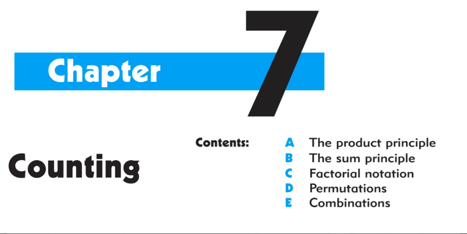Now, chapter 7 is about counting: the product principle, sum principle, factorial notation, permutation, and combination, which you did see in additional math. There is nothing new here, nothing extra added in the syllabus, so they are basically the same. So I will try to combine these three. I will make one video lesson for this one, and for D and E separately.